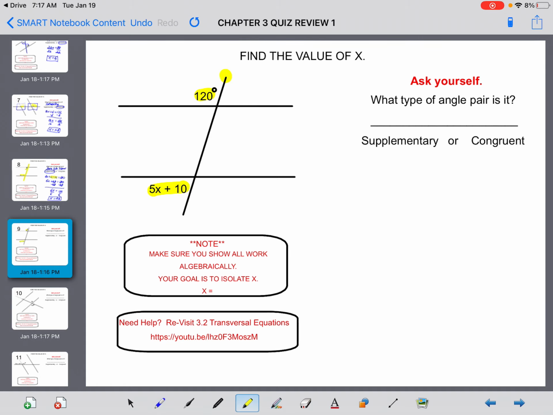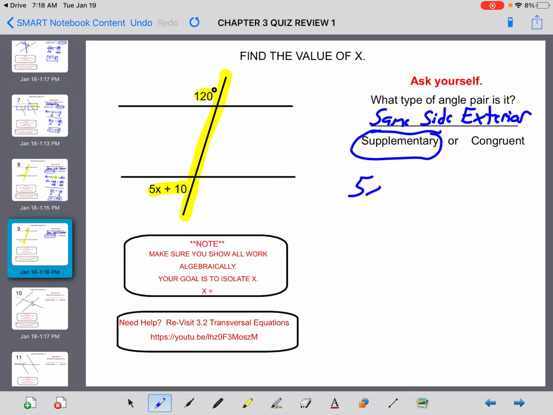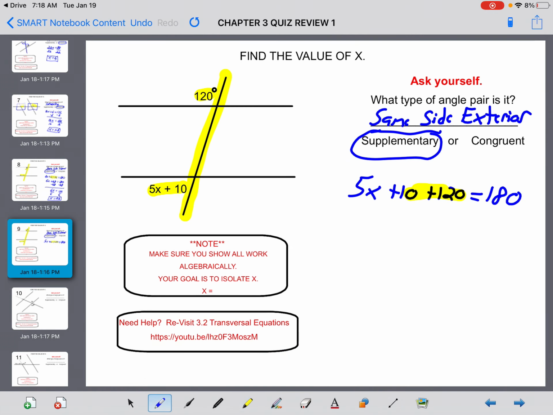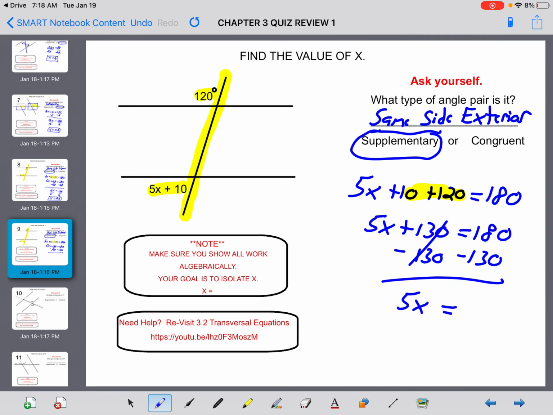Okay, here you have exterior angles on the same side of the transversal. These are same side exterior. Starts with an S, which means they are supplementary. Okay, so 5x plus 10 plus 120 equals 180. Combine your like terms. 120 plus 10 gives you 130. And now it's a normal two-step equation. Minus 130 on both sides. 5x equals 50. Divide both sides by 5, and x equals 10.